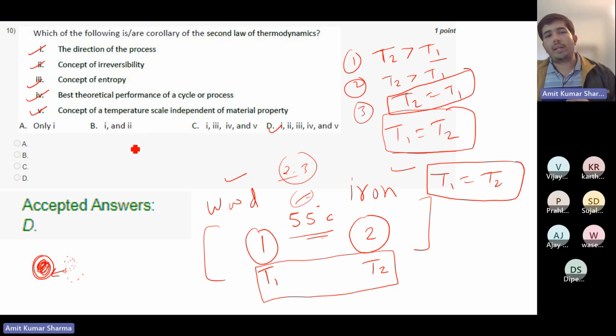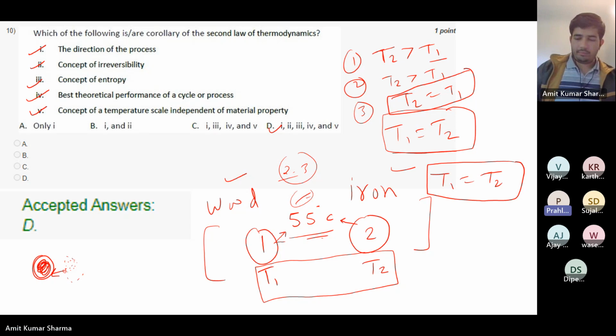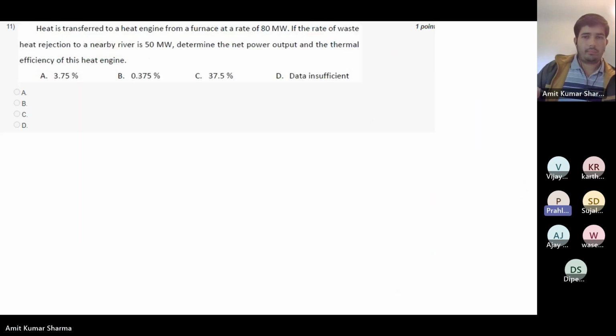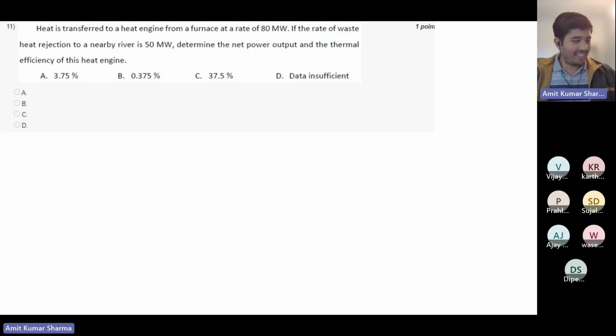Because both are in the open atmosphere, they will come into equilibrium with the atmosphere. It's only about the feeling. It's only about the rate of heat transfer. Yes, sir, it's a very good example. Whenever the zeroth law comes, I ask this question, and most of the time everyone gets confused.